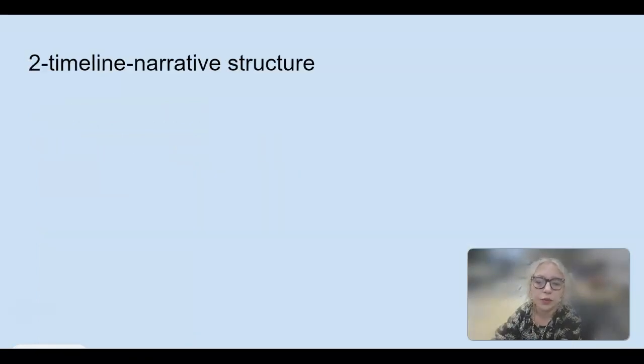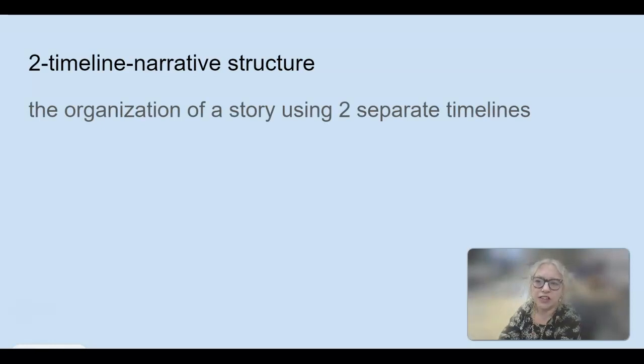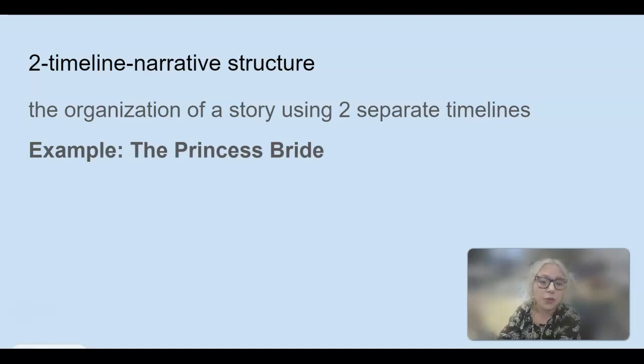Okay, so in the book we're reading now, in While the Locust Slept, we have something very different. We actually have two timelines that are happening at the same time for us, but they're very different time periods, and you've probably noticed this already. So first of all, the definition of a two-timeline narrative structure is the organization of a story using two separate timelines, okay? And you've probably seen this before in books or movies.